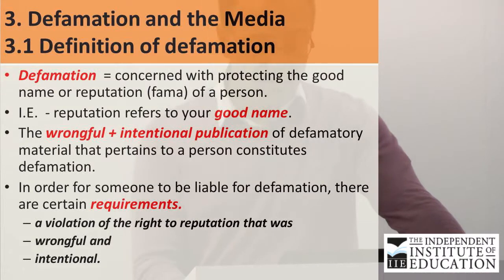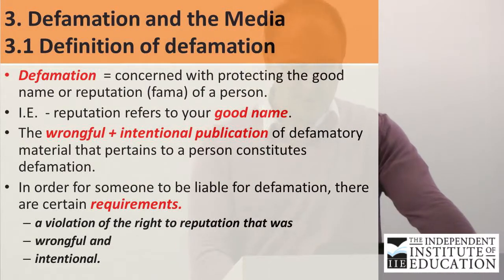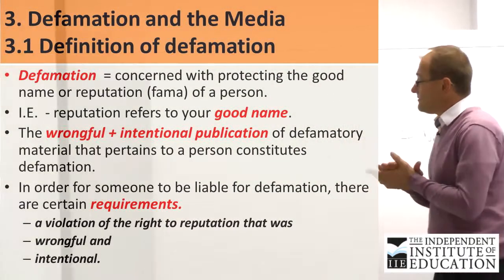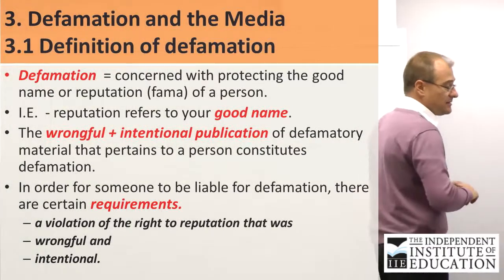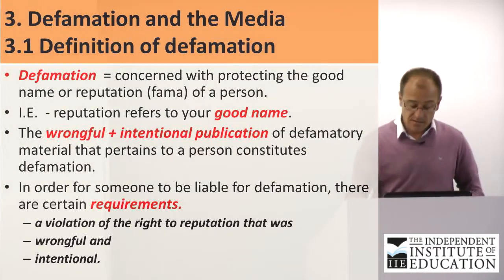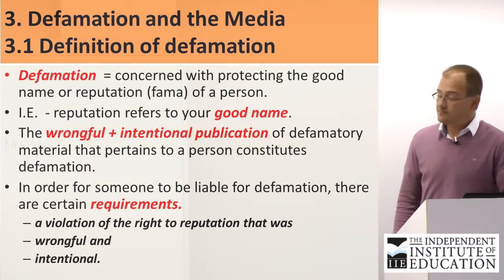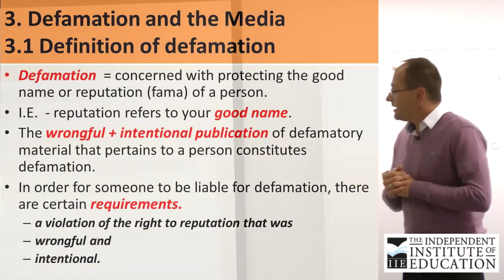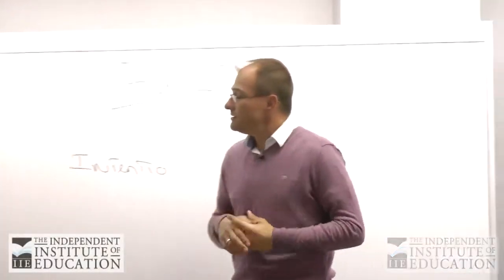In order for someone to be liable for defamation, there are certain requirements. Okay? What are these requirements, guys? Number one, violation of the right to reputation. That was what? Let's see. A violation of the right to reputation that was wrongful and intentional. Okay, so we've gone through this a couple of times now. It must be wrongful, which means unlawful, and it has to be intentional. Otherwise it cannot be defamation. Remember we said that defamation cannot be negligent. Okay? There's no such thing in South African law as negligent defamation. You must have the intention to defame that person or institution.